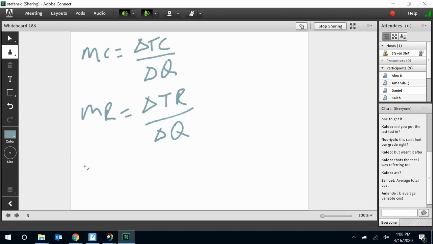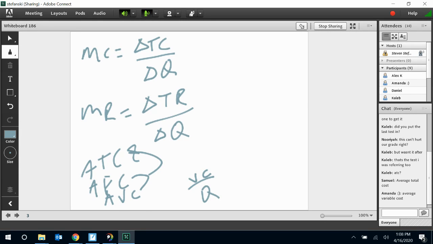Then we calculated average total cost, average fixed costs, and average variable costs. And we know if we add these two up, they end up being that, right? That's basic stuff that we've learned. For example, average variable cost is just variable cost divided by quantity. Average fixed cost is fixed cost divided by quantity. And average total cost is total cost divided by quantity. Okay, so that's just some basic stuff here.